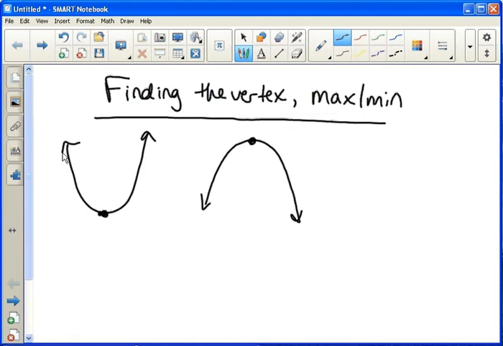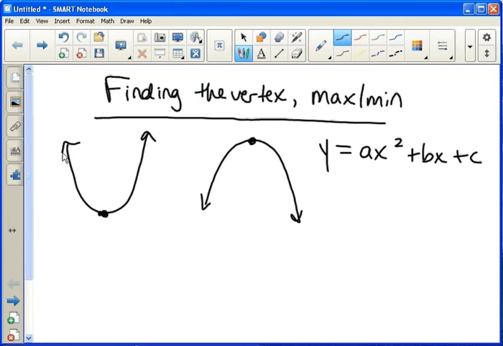So what we want to do is know how to find this without a calculator. First of all, the general form for a quadratic equation is y equals ax squared plus bx plus c. Now a, b, and c are just coefficients or constants that can change. X is obviously our variable, y is a variable as well.